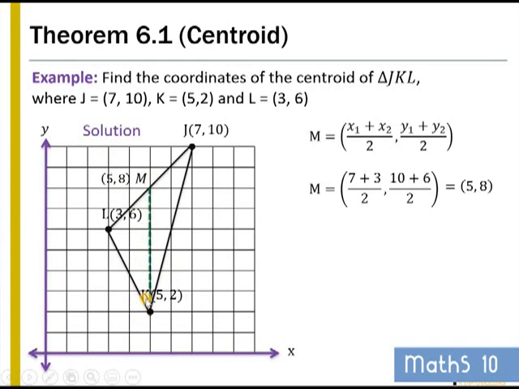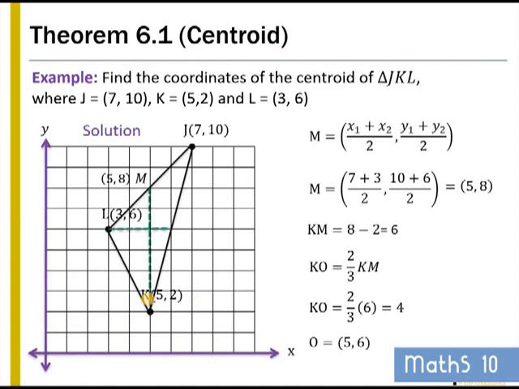This means we can easily find the length of this line by doing this y-coordinate 8 minus this y-coordinate 2, which is 6. So the centroid, O, is going to lie 2/3 of the way along this line. 2/3 of 6 is 4. So the centroid is going to be 4 units above K. K is (5, 2), so the centroid will be at (5, 6). We can also draw in the other medians and check that they all meet at the same point.